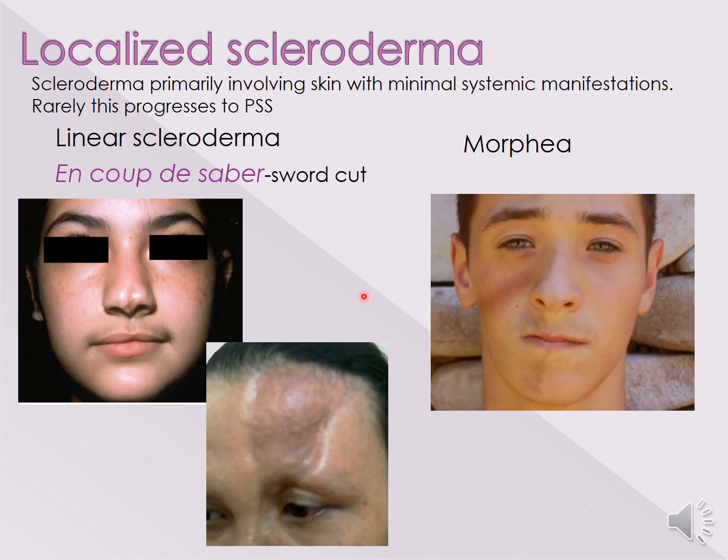So on the other hand, localized scleroderma involves primarily only skin with minimal systemic manifestations, and it rarely progresses to the systemic one. It could be linear scleroderma, which looks like a sword cut, where you can see a specific area of the face here having a defect in the skin, or it could be morphea, where a larger area is involved.